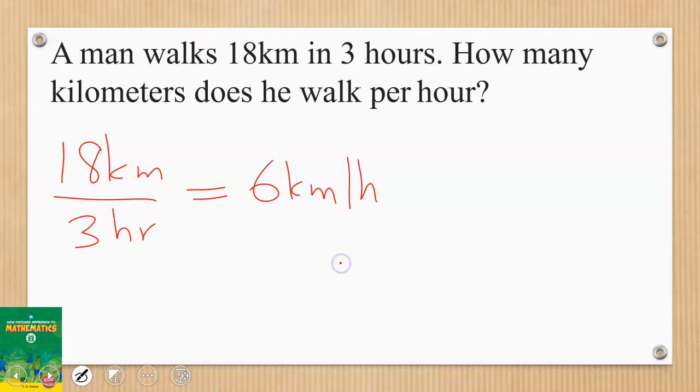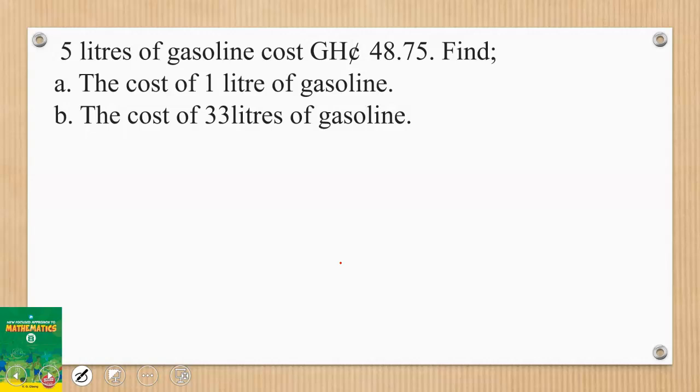Let's take another example and see. 5 liters of gasoline costs 48.75. Find the cost of 1 liter of gasoline, and the cost of 33 liters of gasoline. So if 5 liters will cost this, and we want to know per liter, then obviously we are going to do 48.75 divided by 5. We can do this using our tricks that we've learned already.